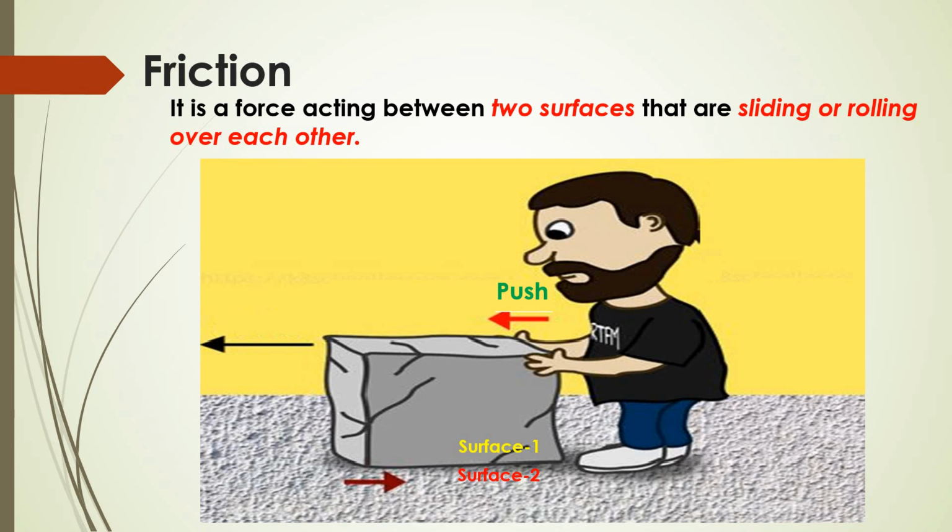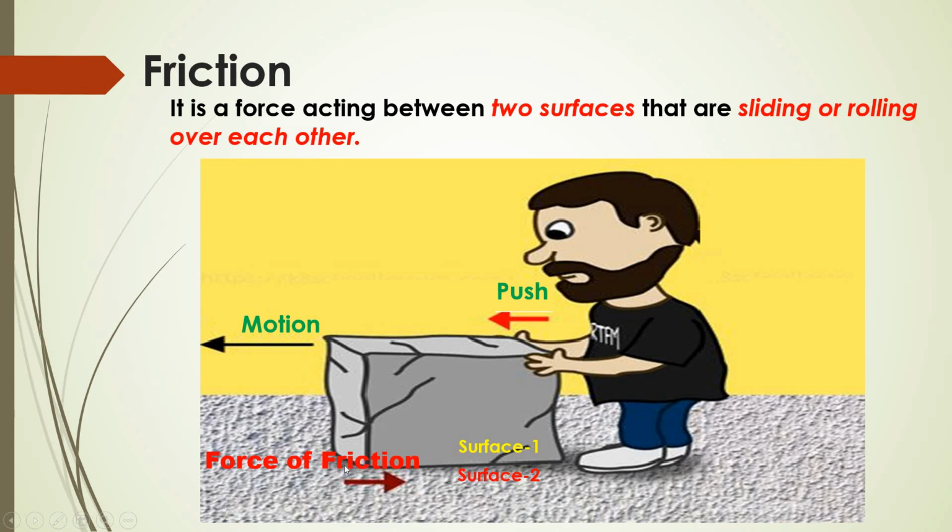The direction of his push force is away from him, in this direction. So the stone block also tries to move in the same direction, and that is called motion. When the man applies push force away from him, the stone block tries to move in the same direction, and this movement is called motion of the block. But since these two surfaces are in contact with each other over here, a force acts, and that force is called force of friction, or in simple terms, friction.